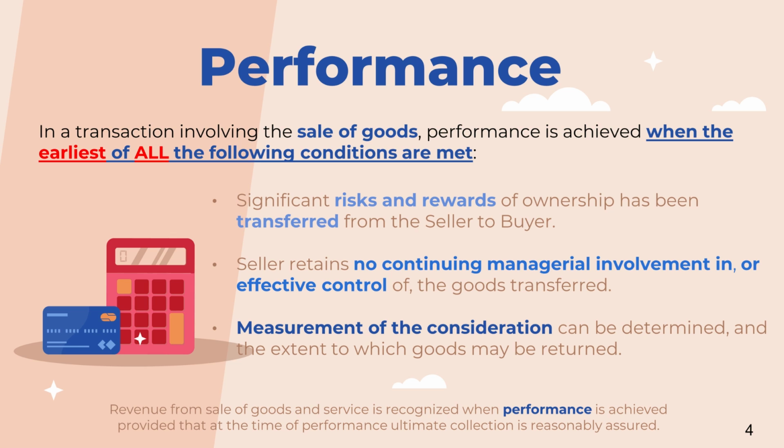The first one is that significant risk and reward of ownership has been transferred from the seller to the buyer. This means that the seller has no more risk of the goods being lost or stolen, and then the buyer has the reward of using that item. The second condition is that the seller retains no continuing managerial involvement in or effective control of the goods transferred. That means the seller has no strings attached to what has been sold.